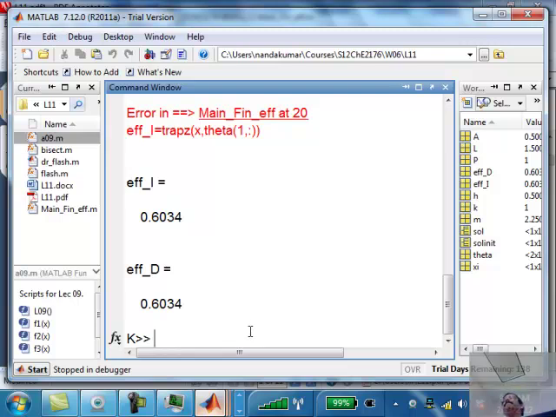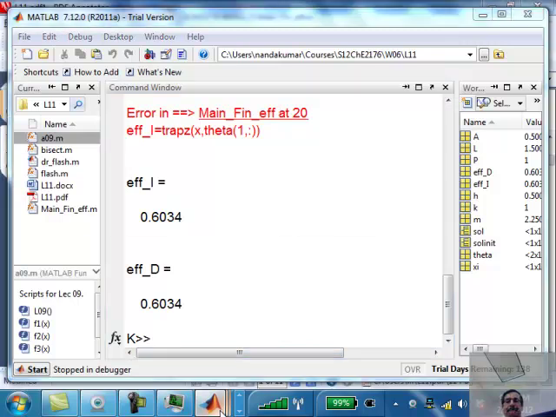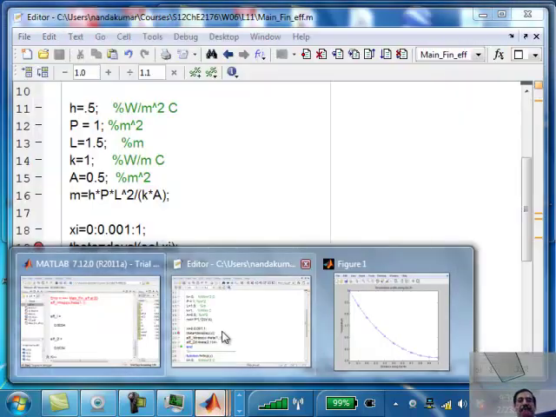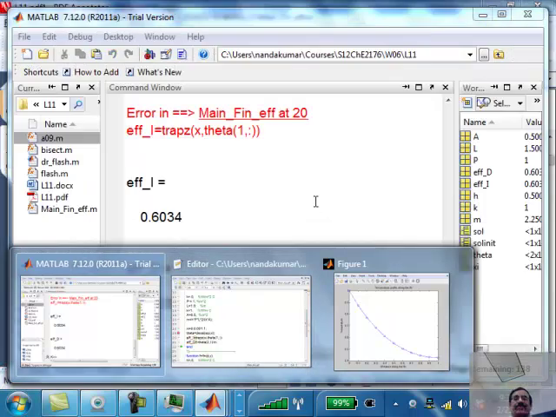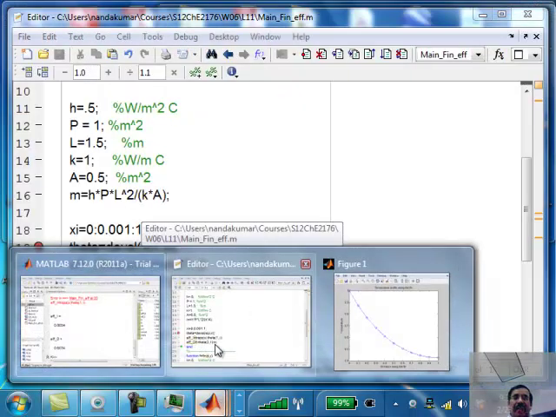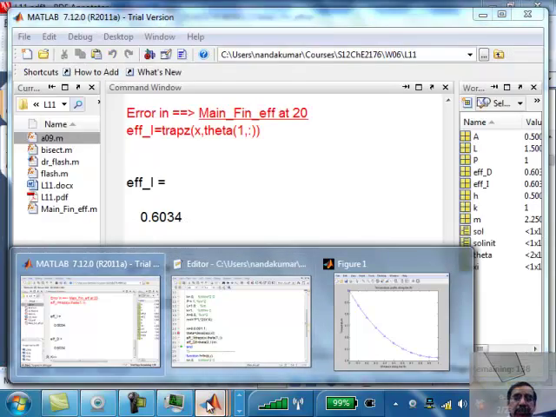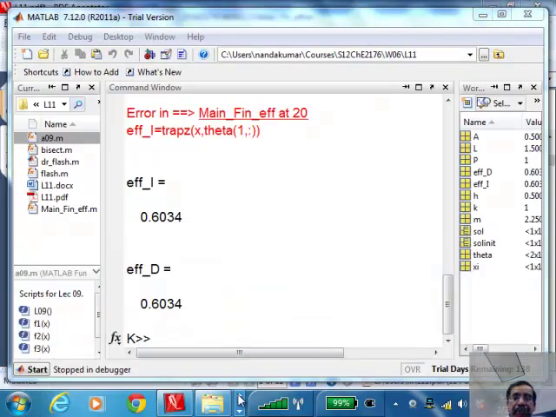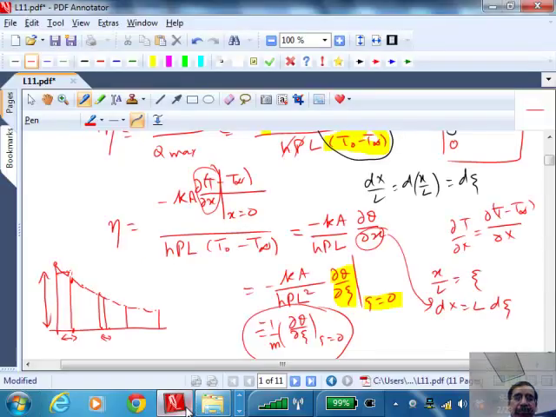Yeah. On the first integral, you have theta d psi. Right? Where is the d psi in the MATLAB? That's a good question. Where is the d psi in the MATLAB? D psi is, if you go back to, let me see.